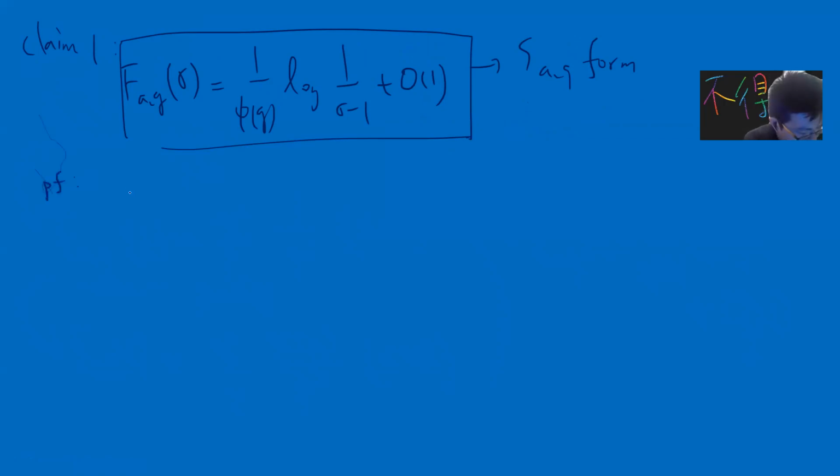Proof. Let's take sigma_x to be 1 plus 1 divided by log x.